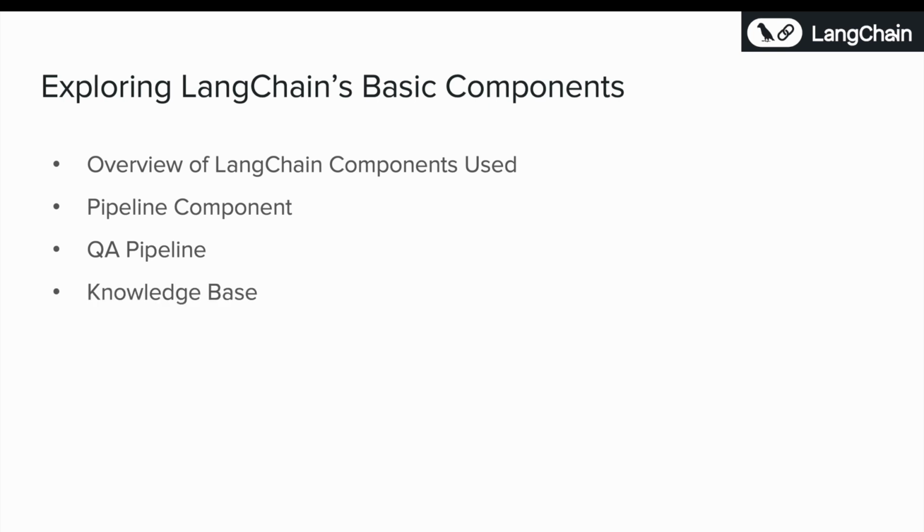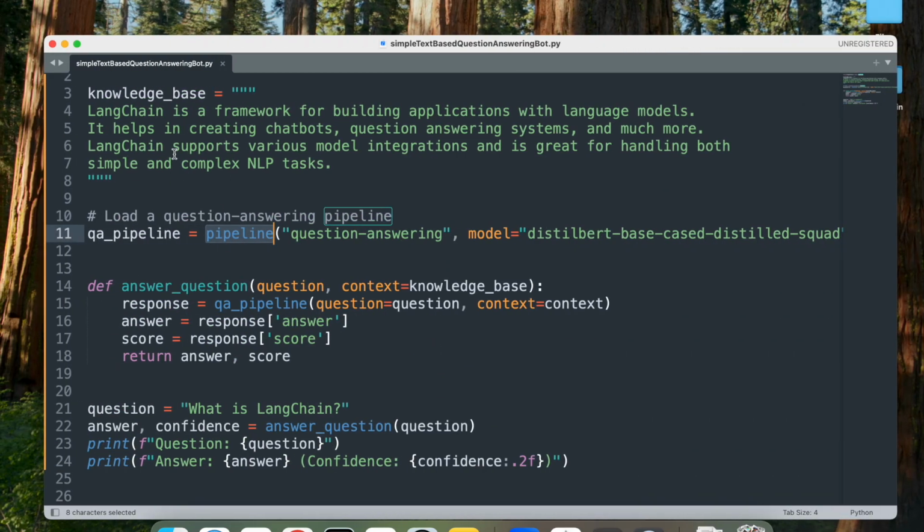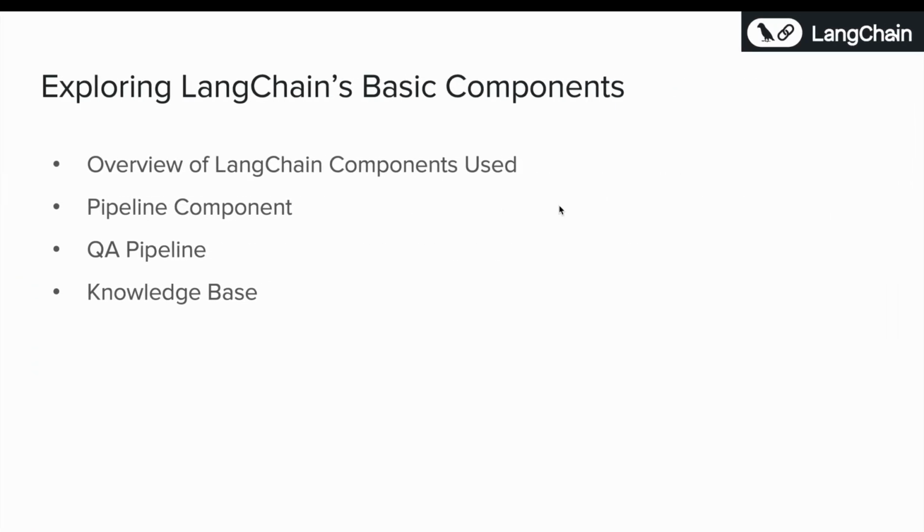Then we had knowledge base. Although LangChain provides advanced ways to handle larger datasets, in this project we used a simple string as our knowledge base to keep things straightforward. In future projects, we'll see how LangChain can work with multiple passages or even documents, but now this single passage demonstrates how we can start with simple data.